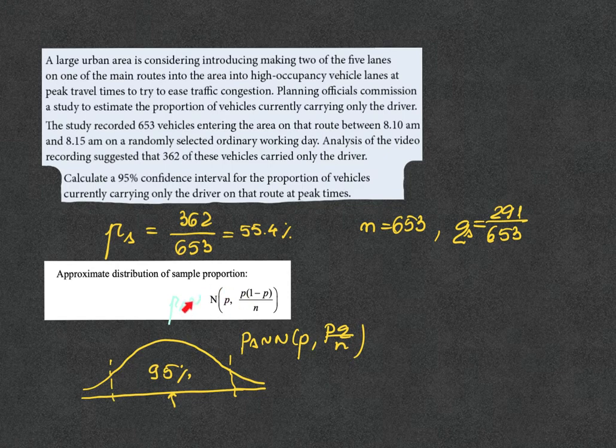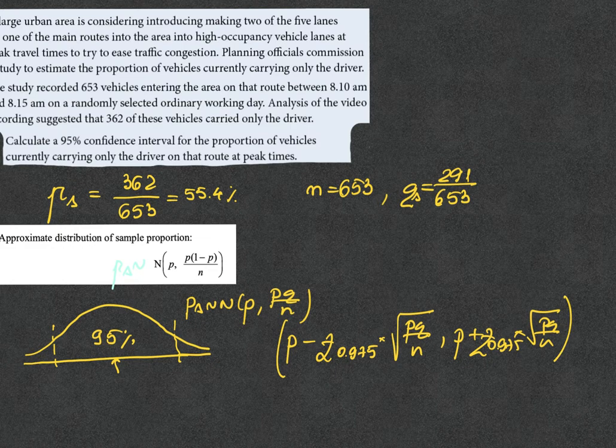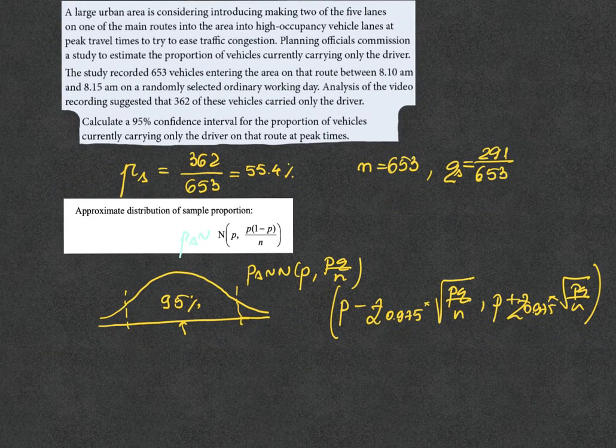So what we are saying here is that PS lies on this distribution, which is normal with this mean and this variance. Therefore, a confidence interval for this will be P minus Z 0.975 times square root of PQ over N, comma, P plus Z 0.975 times square root of PQ over N. And this will be our 95% confidence interval.